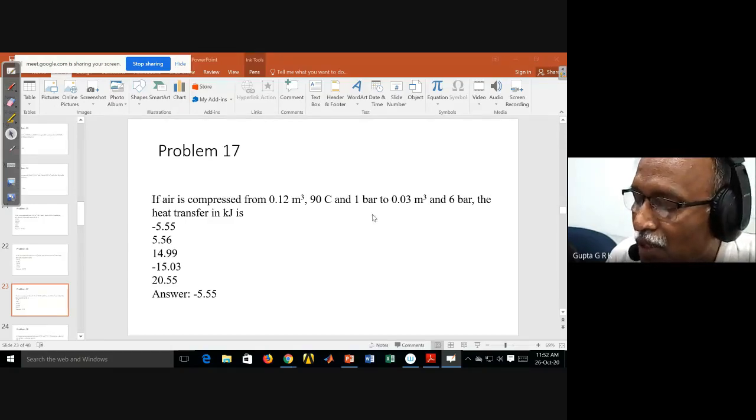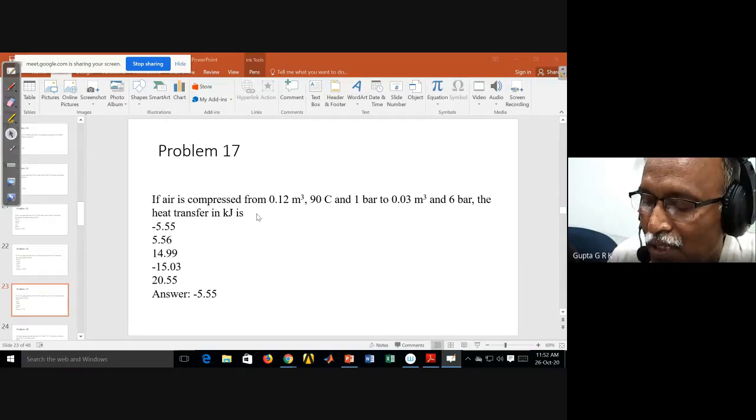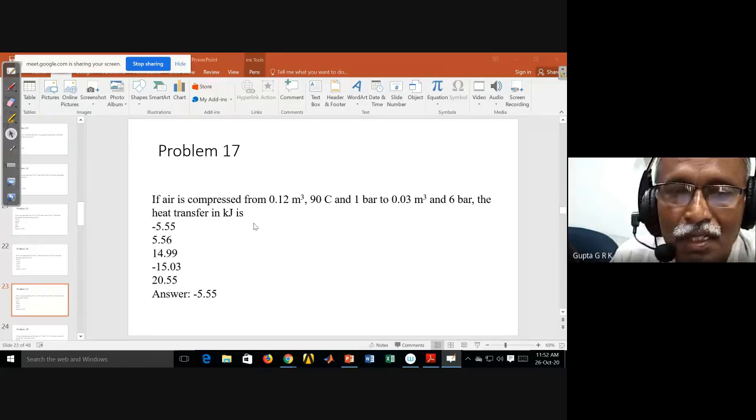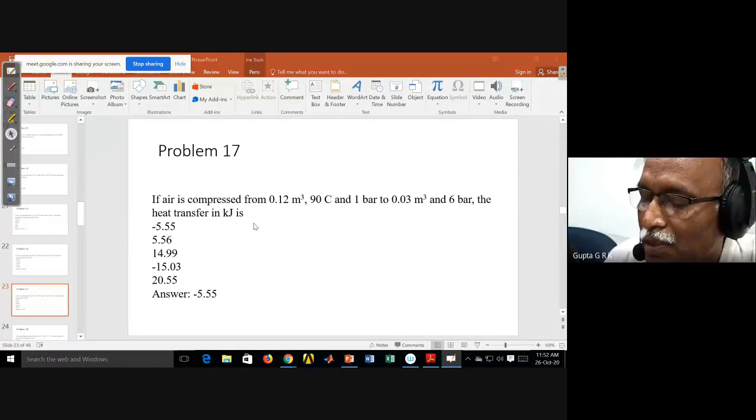Again, the same thing, you are asked to find out the heat transfer. In the previous problem, we got the work transfer, and in the one before, we got the change in internal energy. By adding those two, you will get the heat transfer.